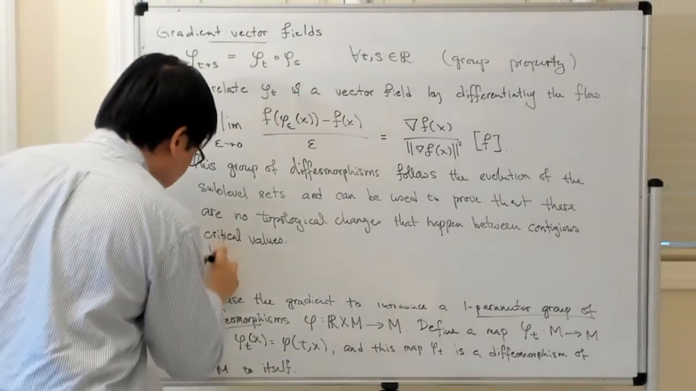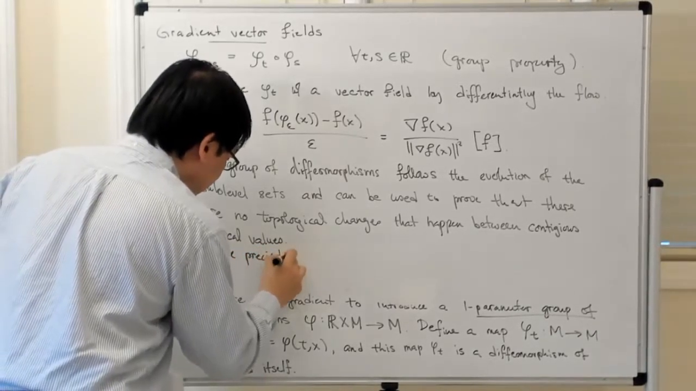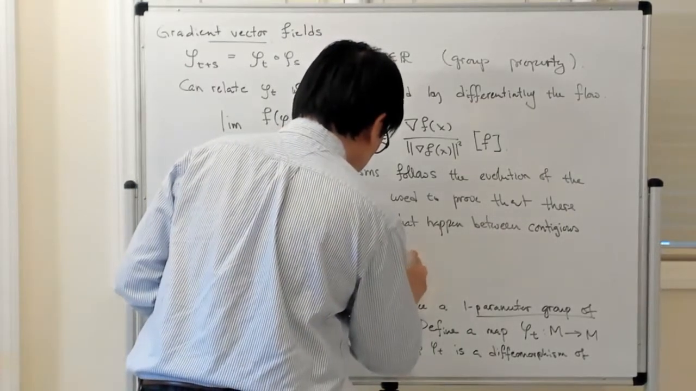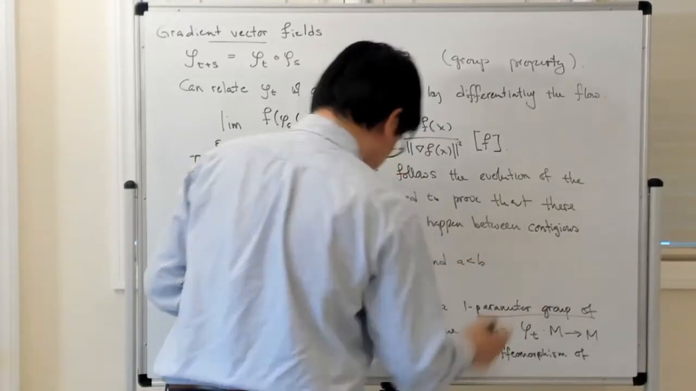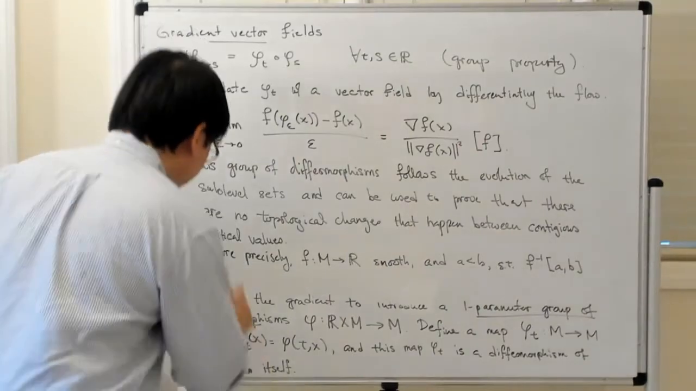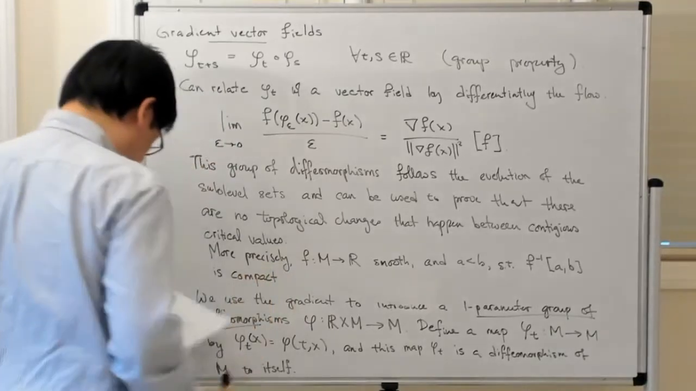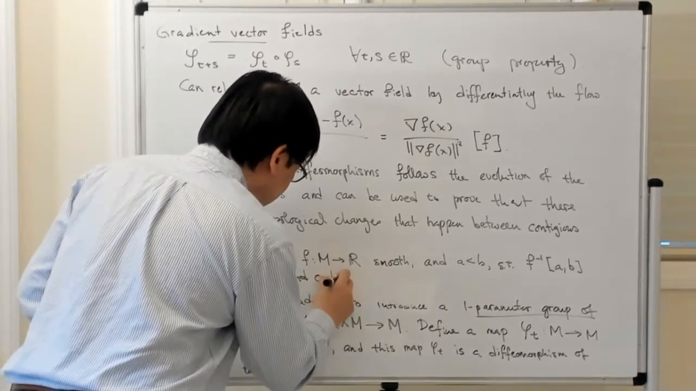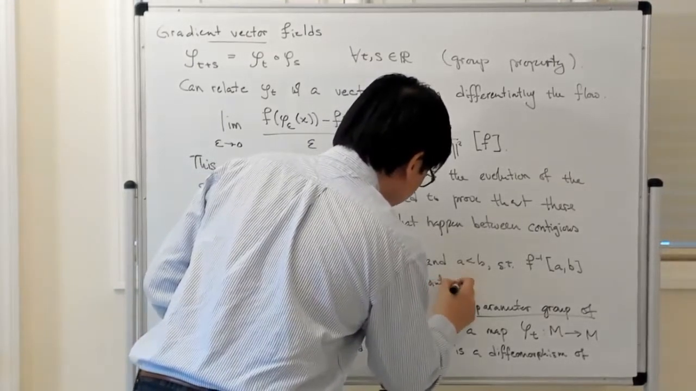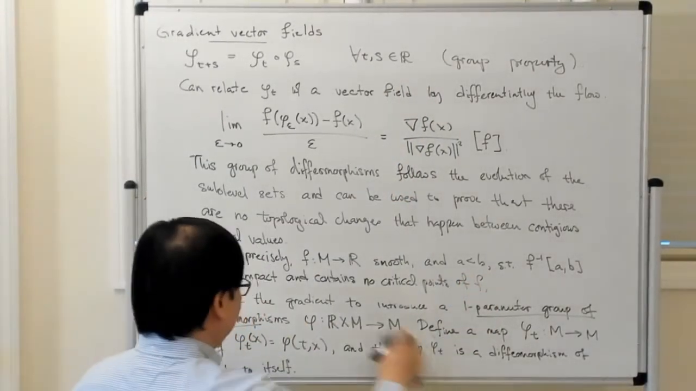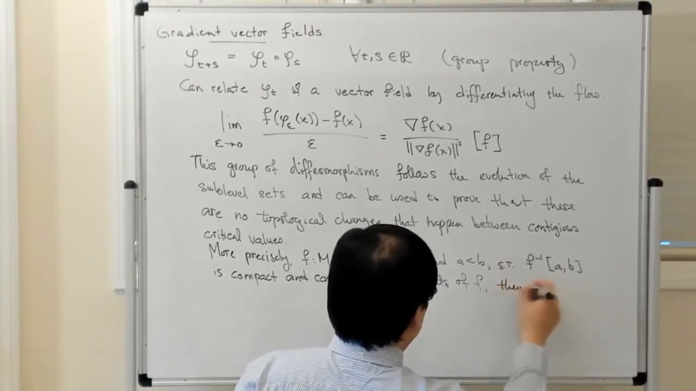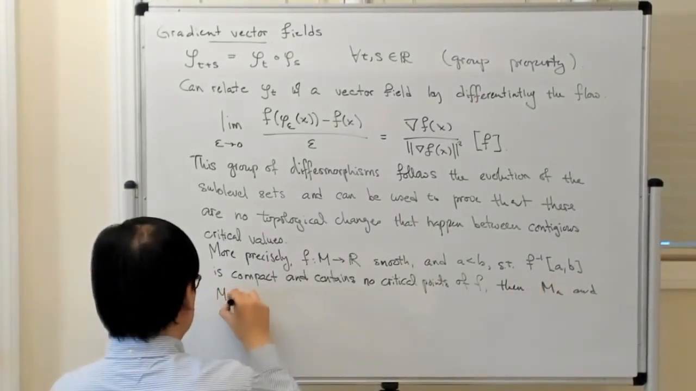So let me say this more precisely. What I mean is that if you have f as a smooth map from M to R, and A is less than B, such that the preimage of the closed interval from A to B is compact and contains no critical points of f, then the sublevel sets associated with those two values A and B are going to be diffeomorphic to each other. Then M_A and M_B are diffeomorphic.